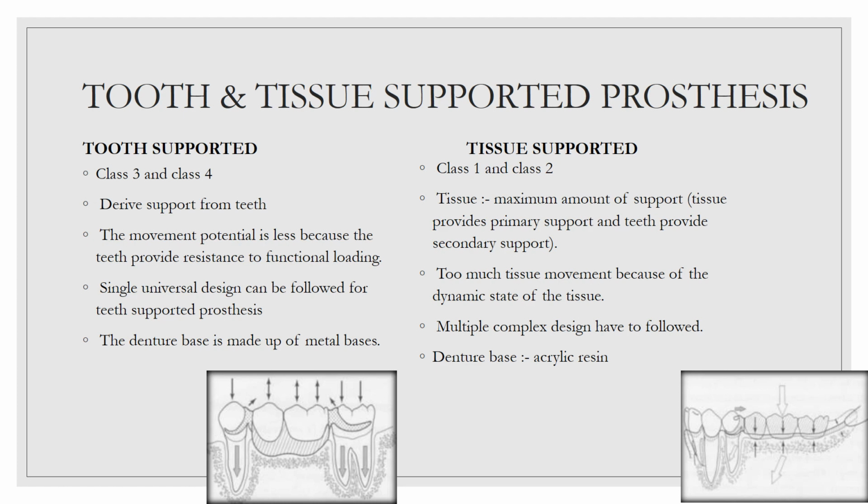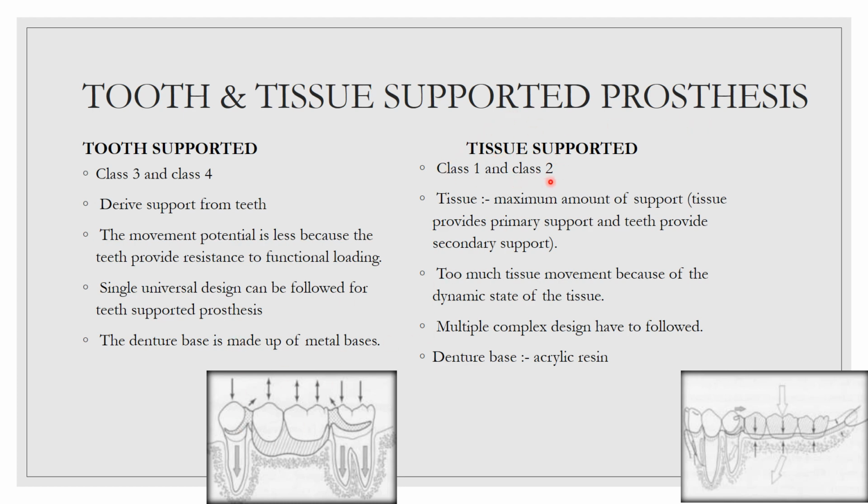Coming to the tooth and tissue supported prosthesis. In tooth supported prostheses, the examples are Class 3 and Class 4. They derive support from the teeth, as you can see in the diagram. The movement potential is less because the teeth provide resistance to functional loading, guys. A single universal design can be followed for tooth supported prostheses. The denture base is made of metal, which is preferred, guys.